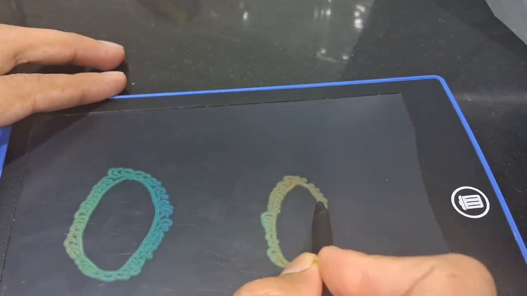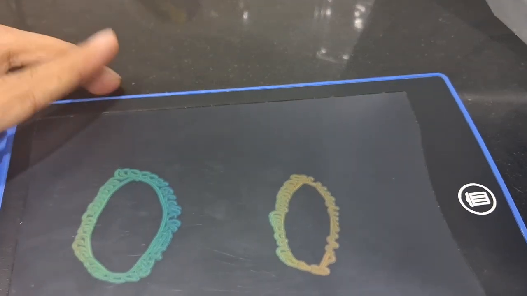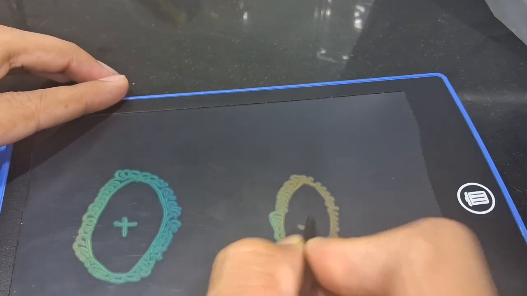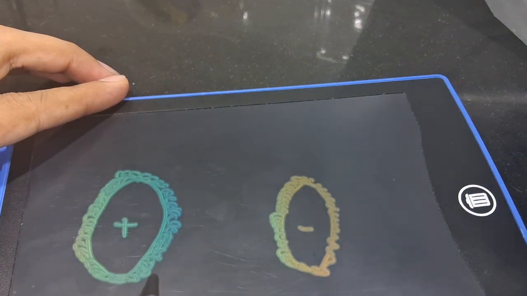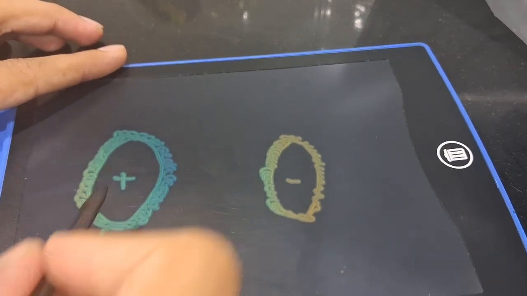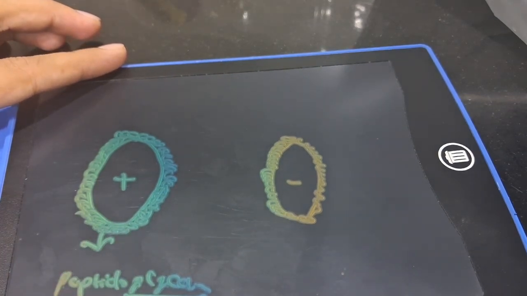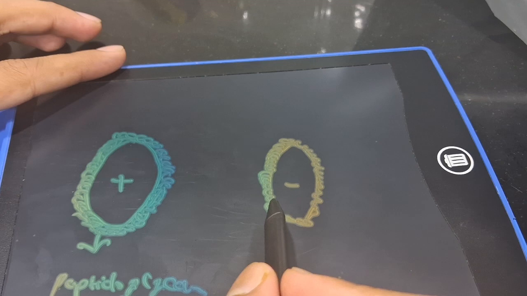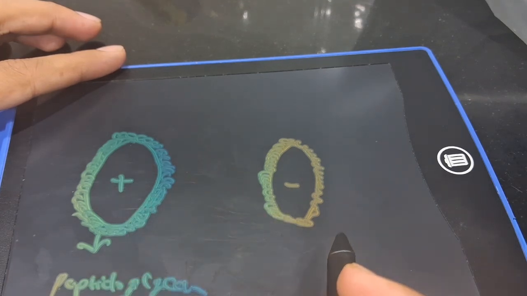Now gram-positive and gram-negative both have a cell wall, but the difference is that gram-positive bacteria have a very thick layer of peptidoglycan. What is that? That is peptidoglycan. Gram-positive bacteria have a very thick layer of peptidoglycan, but in gram-negative you see that the layer of peptidoglycan is thin compared to gram-positive.